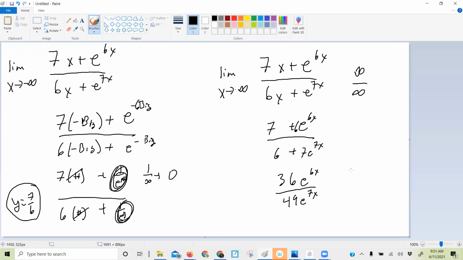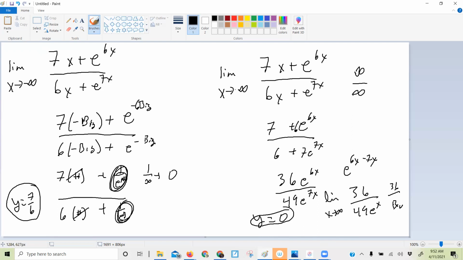Now I've got like bases, so doesn't that tell me I can just subtract the exponents? I'm back to algebra kind of things, college algebra. Isn't that e to the negative x, which is e to the x in the denominator? As x approaches infinity, that's going to give me 36 over a big number, which goes to 0. So I think the right-hand horizontal asymptote is y equals 0.